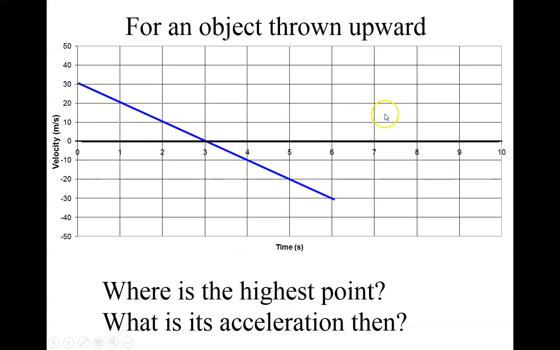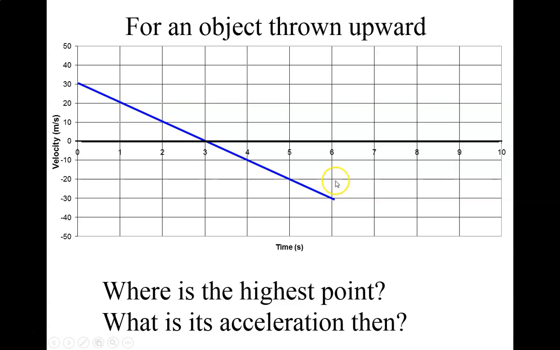Okay, so here's an object. This is a velocity versus time graph for an object that was thrown up in the air. In this region, we're in the positive velocity region, and that means it's moving forward, or in this case, up. And it's slowing down because it's approaching the 0 line. This is when it comes to a stop. This is when it starts moving backwards, or down in this case, and it starts getting faster and faster.